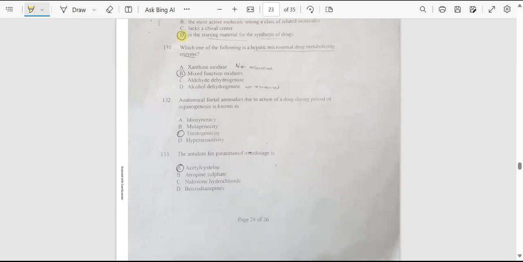Which one of the following is a hepatic microsomal drug metabolizing enzyme? Someone help us with this. I'm not so sure about those microsomal enzymes.